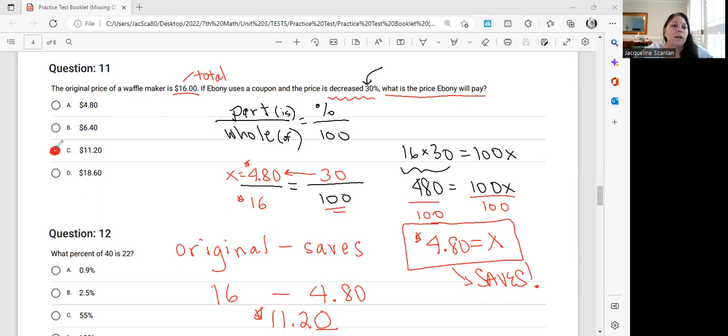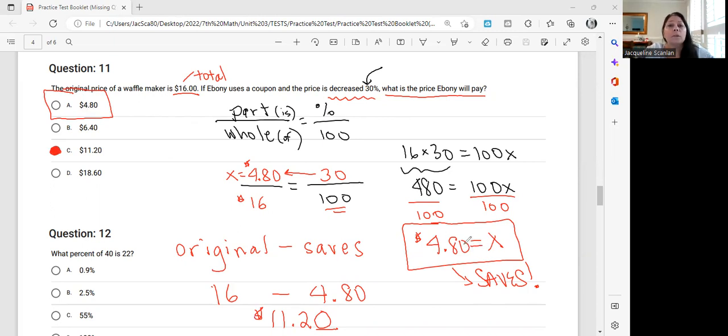I want you to be aware that one of the answer choices was that $4.80. They're going to do this to you on purpose. As a matter of fact, one of the answer choices on the actual test is the decreased amount, the sales that they save. So you've got to be really aware of a couple of things when you're working on this. You always want to stop and think, what does your answer represent?